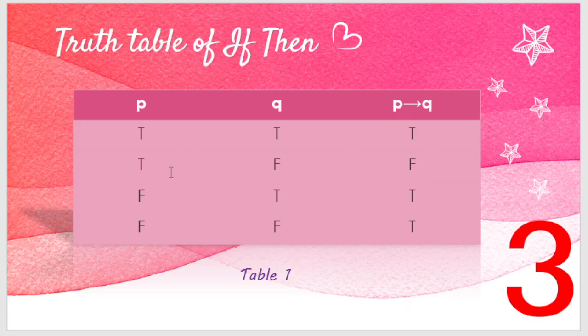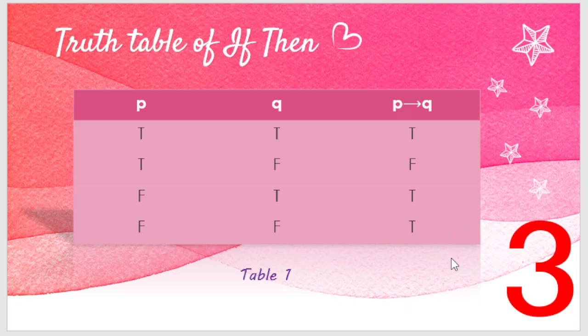For the second one, if the hypothesis is true and our conclusion is false, then our conditional statement is false. For the third one, if our hypothesis is false and our conclusion is true, our conditional statement is true. For the last one, if the hypothesis is false and our conclusion is false, our conditional statement is true.